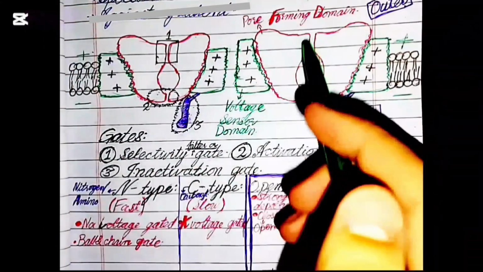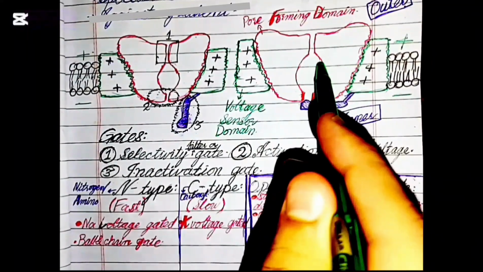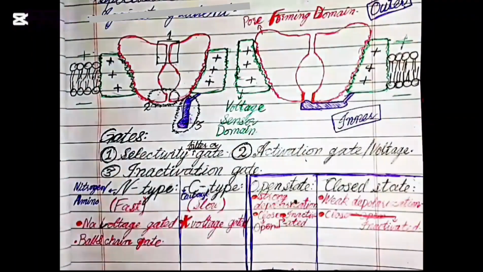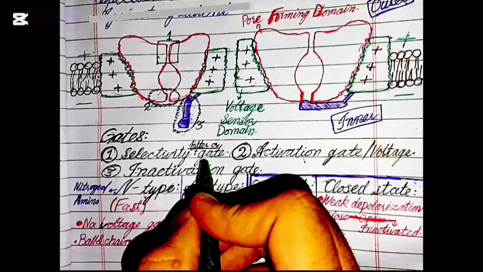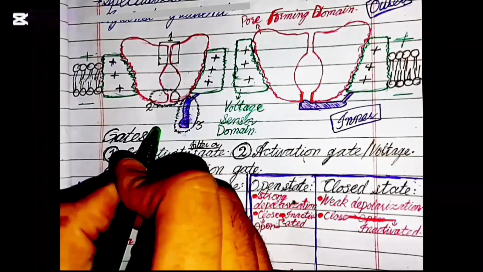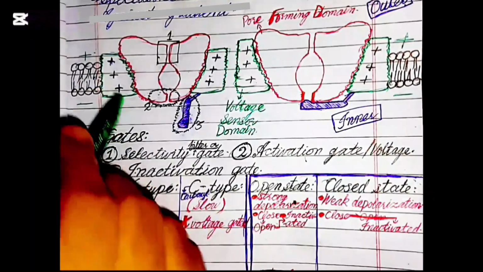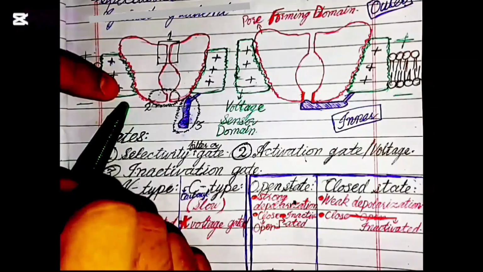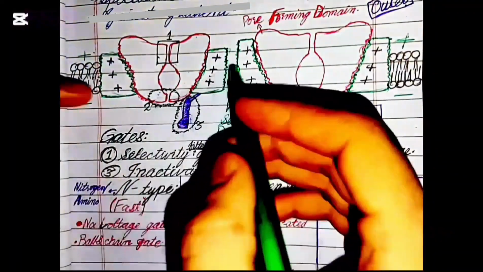The selectivity gate first selects the ion, and after that the ion passes through the activation gate. When the membrane is depolarized and reaches the threshold, the negativity decreases on the inner side and the positivity also decreases on the outer side. As negative and positive attract each other, when the negativity decreases, the attraction between them decreases, so they start to repel each other.